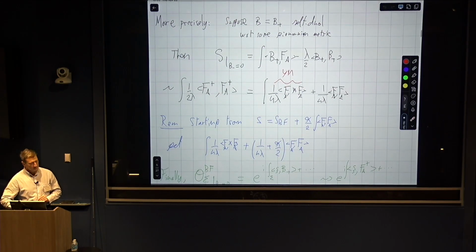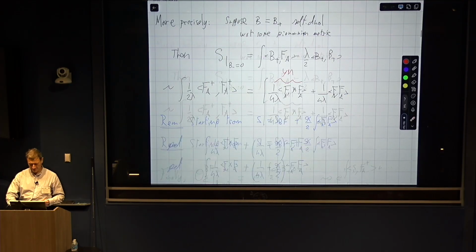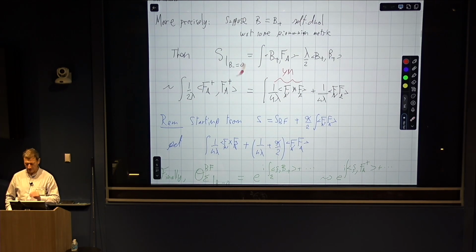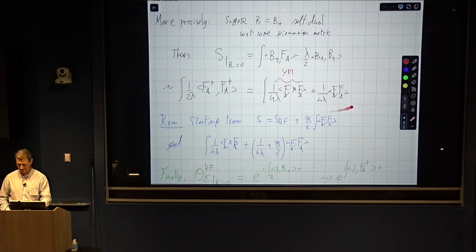Okay, so let me now make this a bit more precise. Let's start from this action, from BF theory, and just restrict to self-dual B form. So the action becomes this one. Then you can do the Gaussian integration over B plus, and you get this action here. And then you just rewrite the self-dual part of the curvature as (F plus star F) divided by 2, and you get this action here.